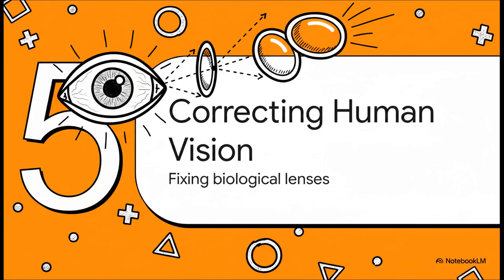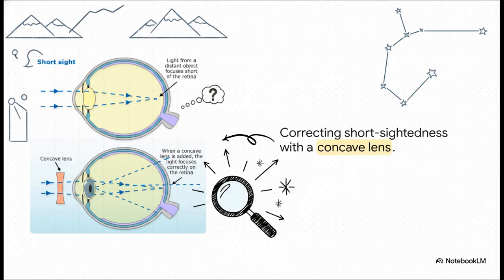Finally, Section 5. Correcting human vision. Let's start with short-sightedness, or myopia. This happens when a person can see near objects just fine, but distant objects, totally blurry. Why does that happen? Well, usually the eyeball is too long, or the eye's lens is just too powerful. The light rays converge too early, and they meet in front of the retina.